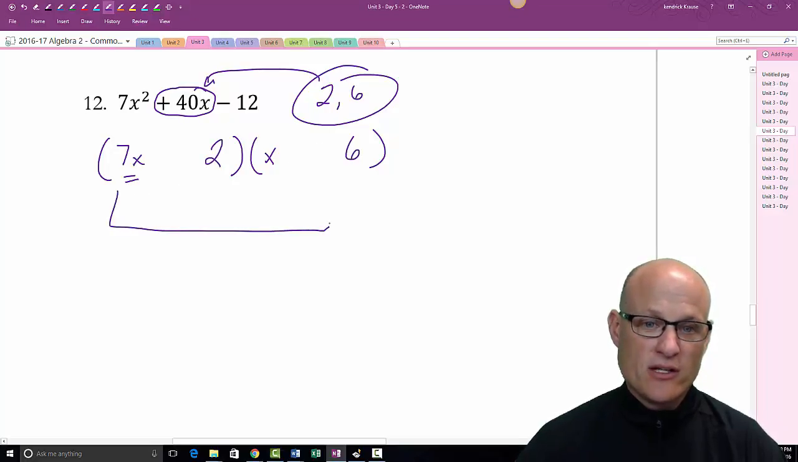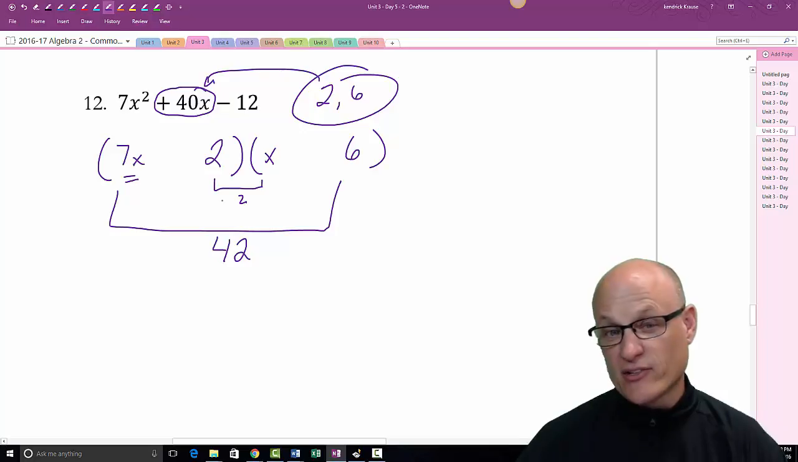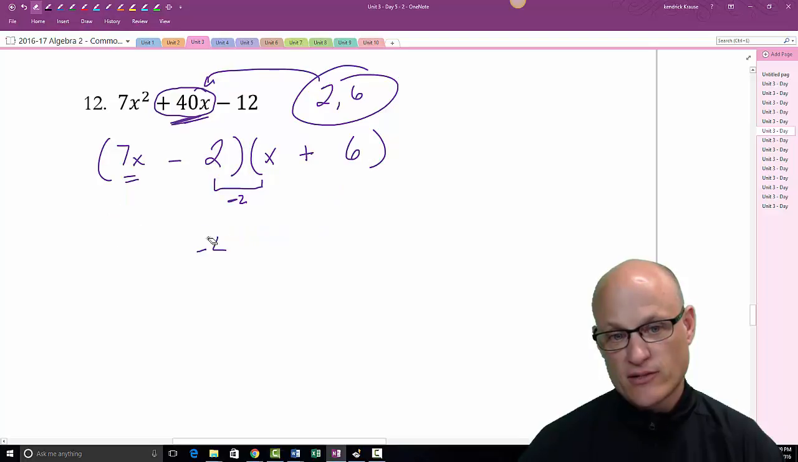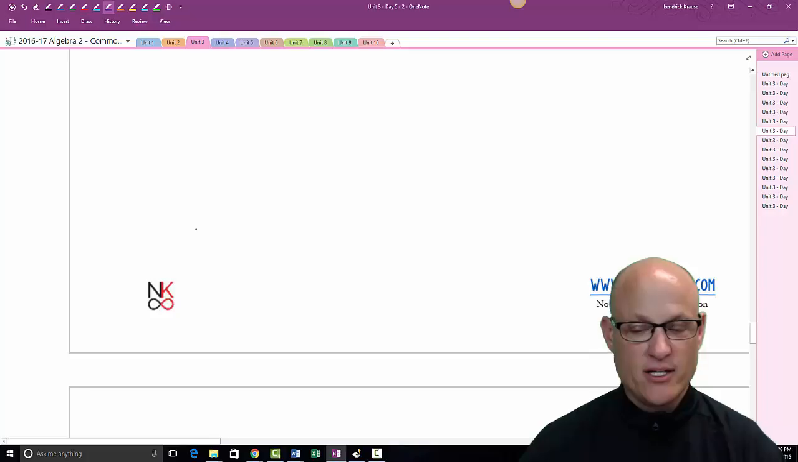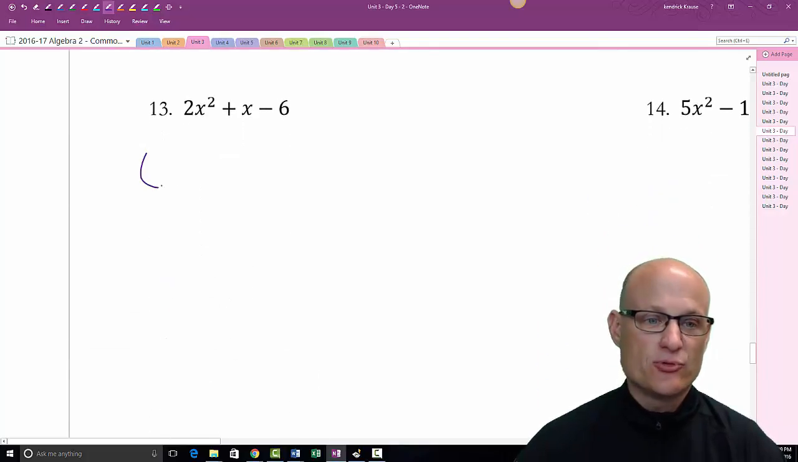Check this out. That's now 42. That's really close to 40, and this is 2. And those I can subtract to get 40x. So just make sure that the smaller one is negative and the bigger one is positive. Positive, negative. All right, so there's lots of stuff with patterning, finding patterns that you can do. All right, no GCF here.